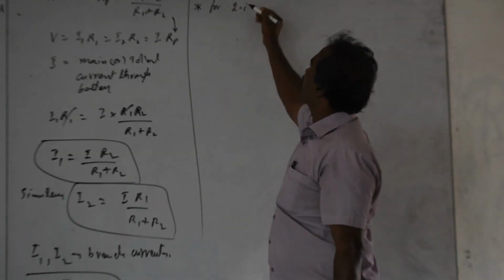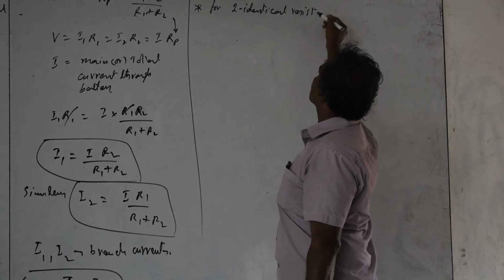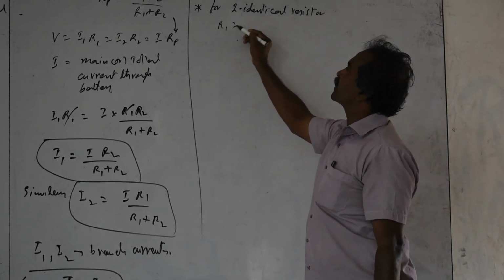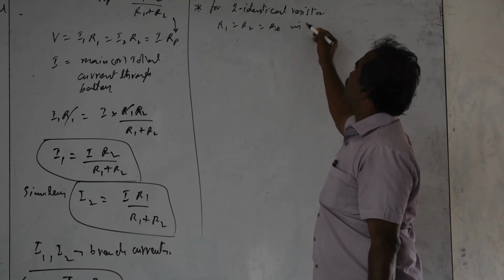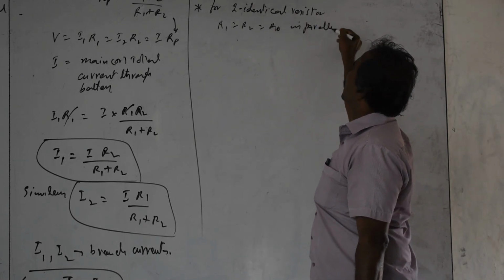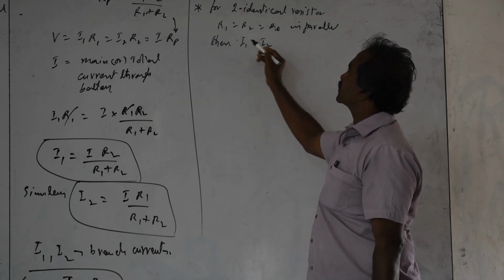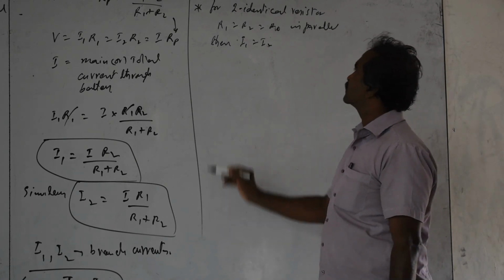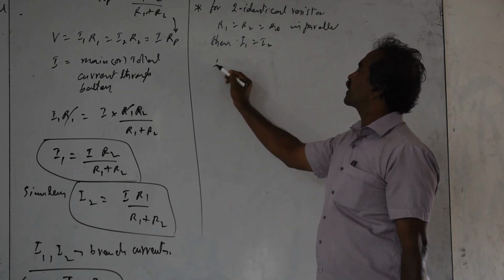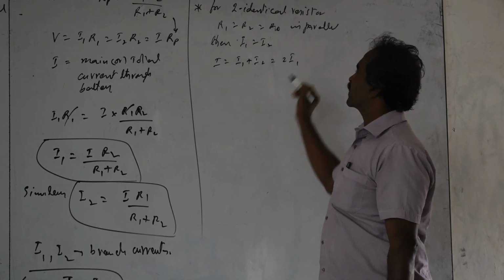Two identical resistors R1 equal to R2 equal to R0 in parallel. Then I1 is equal to I2, and the total current I is equal to I1 plus I2, which becomes equal to 2 I1.